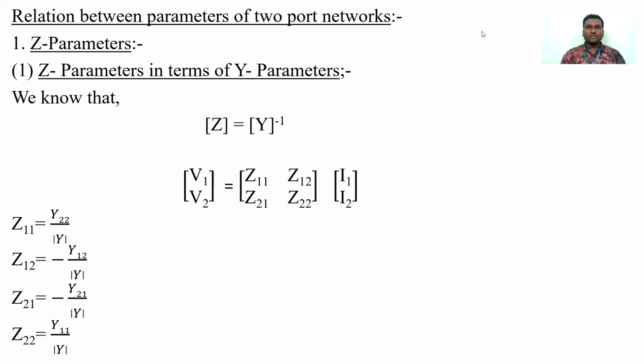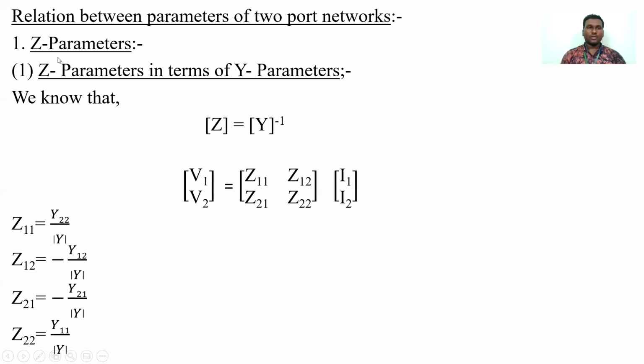Hello dear students. In the previous class we have seen the Z parameters, Y parameters, H parameters and ABCD parameters. We have derived the parameter values or magnitudes for our analysis. Now we'll see the relation between the parameters of two-port networks. For each parameter, how it is related to the other parameters, we'll see in this class.